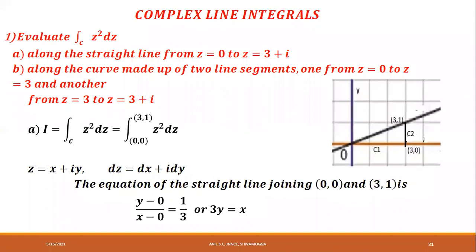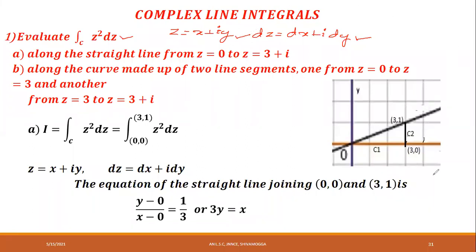Evaluate the integral over C of z squared dz, where z = x + iy and dz = dx + i dy. Z is equal to x plus iy and dz is dx plus i dy. You keep this in mind.